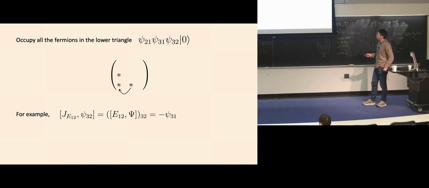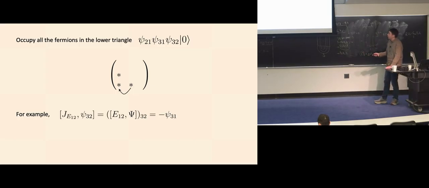For example, if you consider J corresponding to this E12 generator, a commutator with psi 3,2, what you find is that by commuting the matrix E12 and the fermion matrix psi, it will move this fermion from the 3,2 position to the 3,1 position. Okay, so that's basically what will happen. And since in the starting state, the 3,1 fermion is already occupied, this J E12 generator will simply annihilate the state because all the fermions in the lower triangle are already occupied.